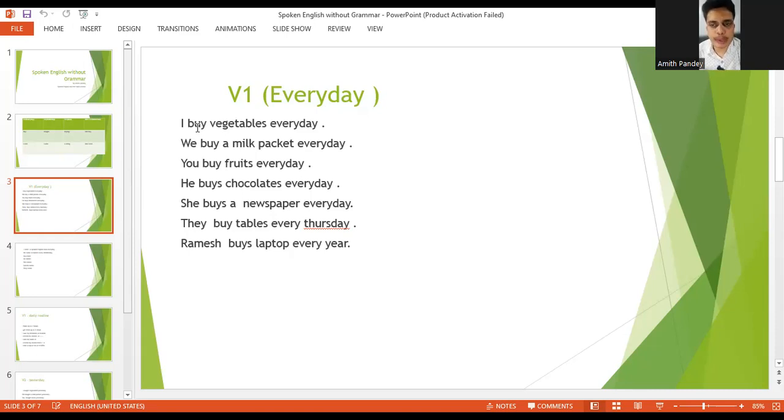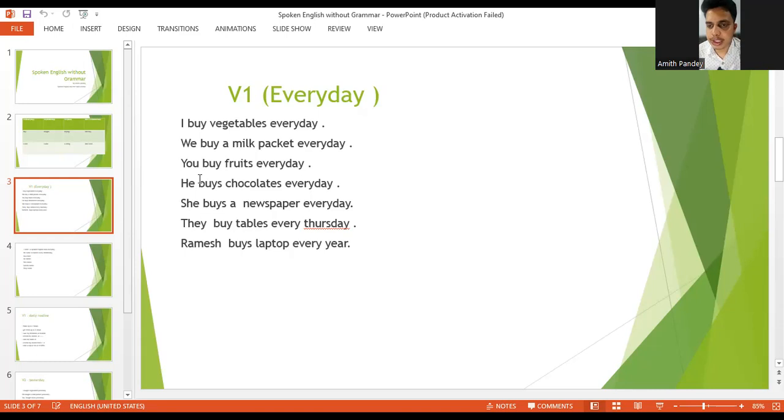So one more important thing, in order to start any sentence, we start the sentences using I, we, you, he, she, and they. So now let me tell you the meaning of I. I, it refers to me. We, it refers to we all, like hum log. Then you. So you, it tells that someone who is opposite, I mean, someone who is in front of you. And then he, it refers to a boy, and she, it refers to a girl, and they, it refers to those who are away, and Ramesh is a name.